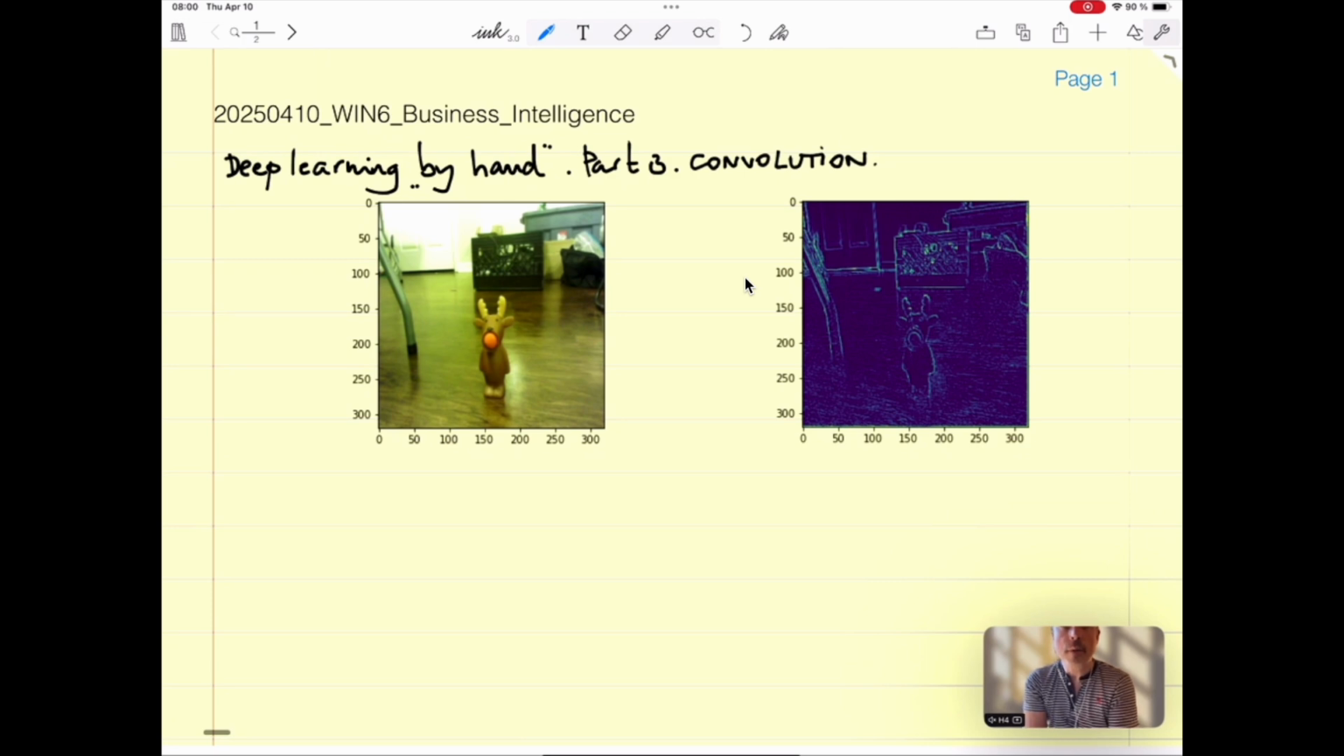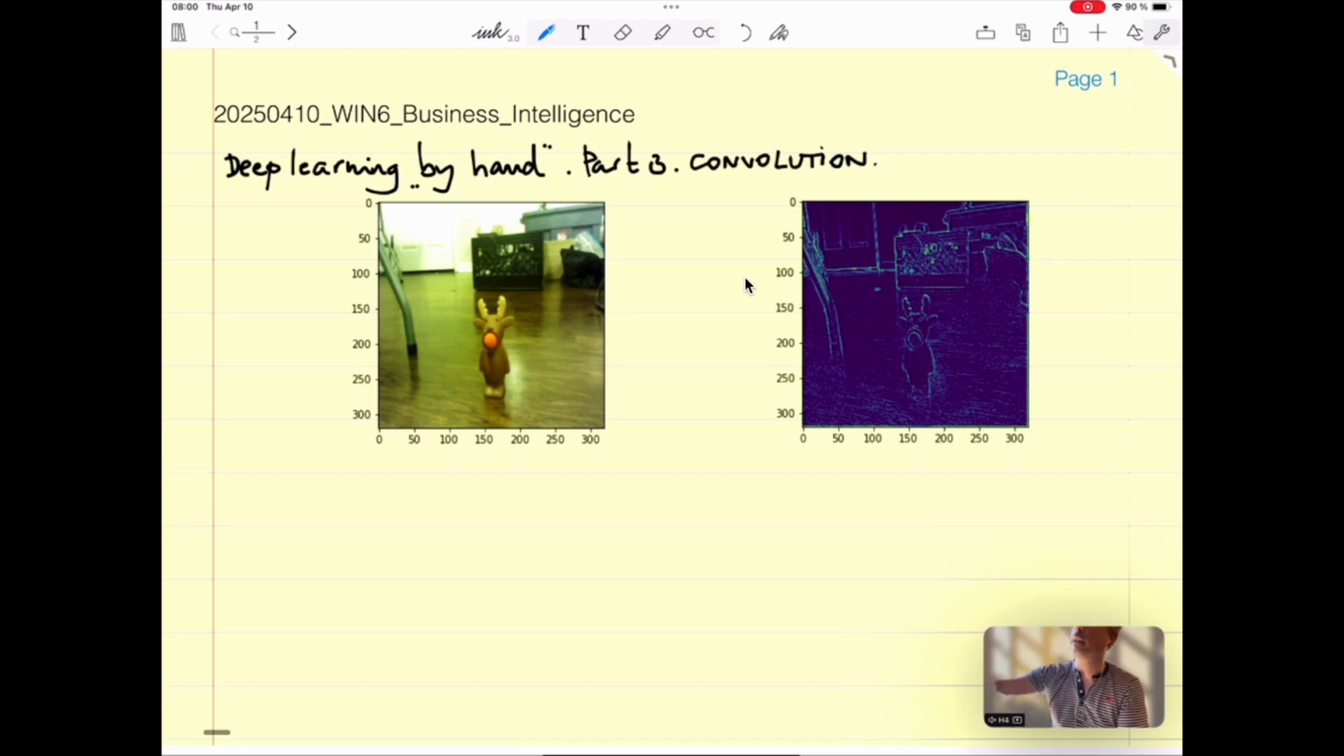Good morning, everybody. Today we continue with our lecture series on deep learning by hand. The third part and last is about convolution, which is a methodology to extract information from Euclidean datasets.